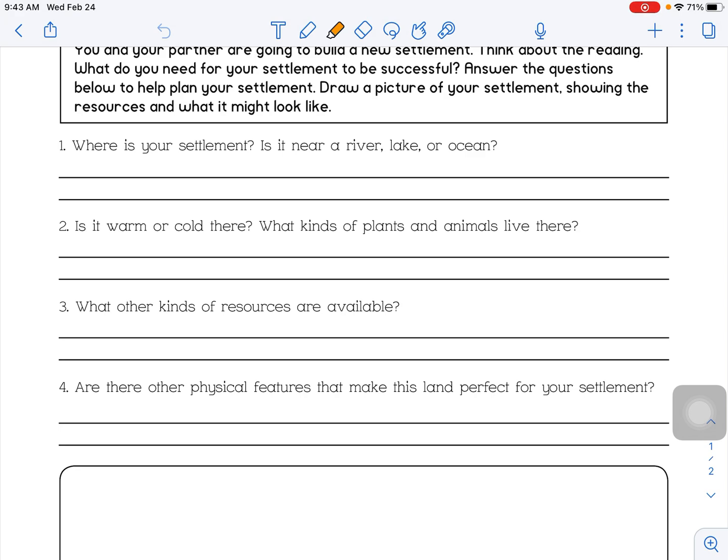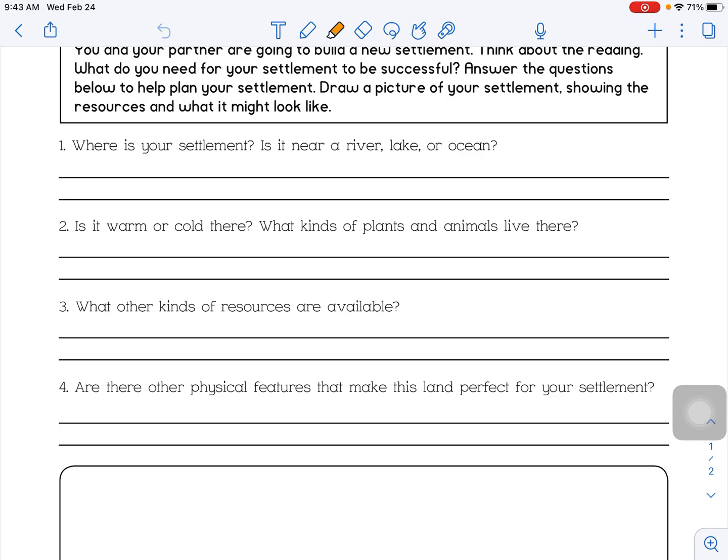2, is it a warm or cold climate? What kind of plants and animals live in your settlement? Remember, you're trying to create a settlement that is going to be good for you and others to grow and live in. So it would be ideal to put maybe some really great plants that could also provide some food, and some animals as well that could provide food.